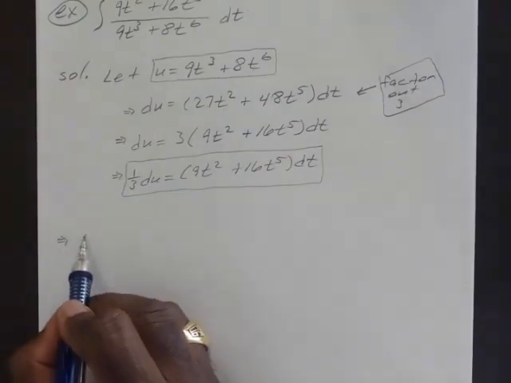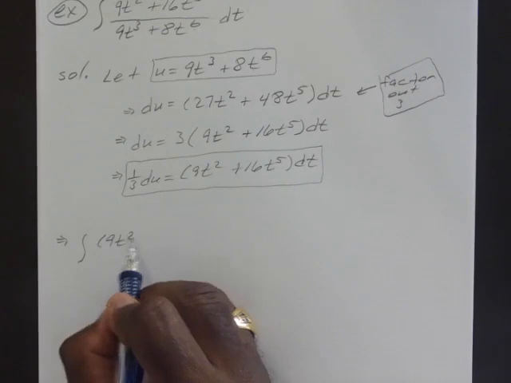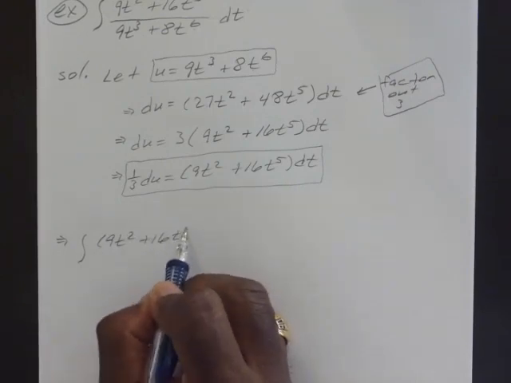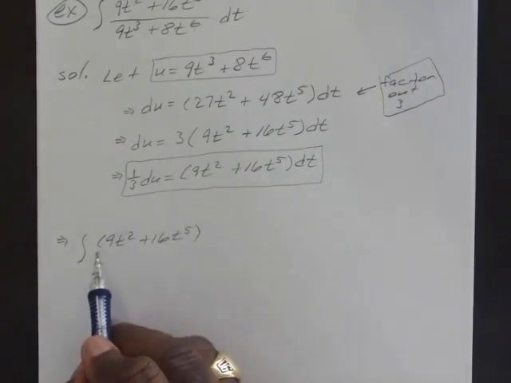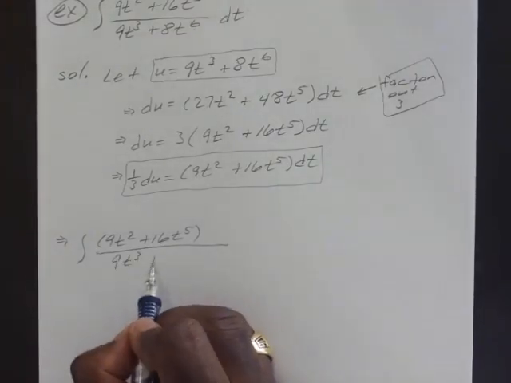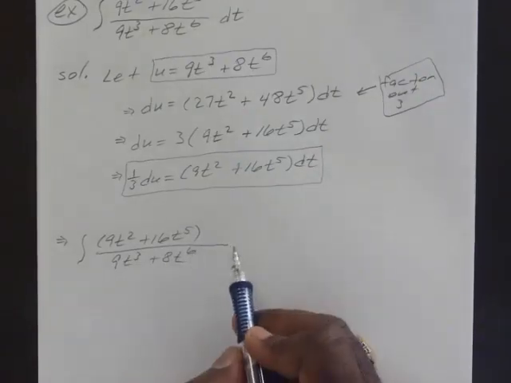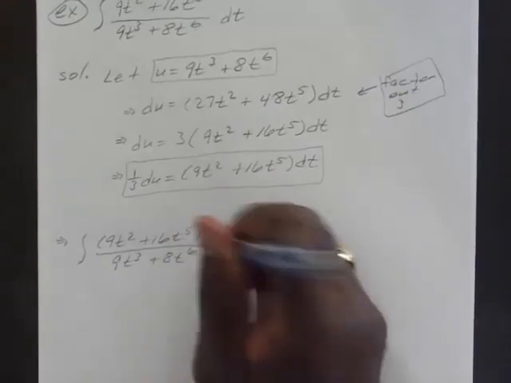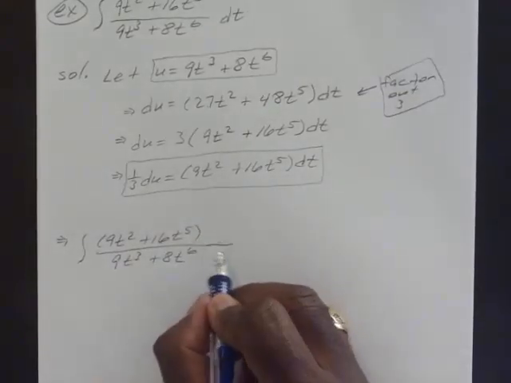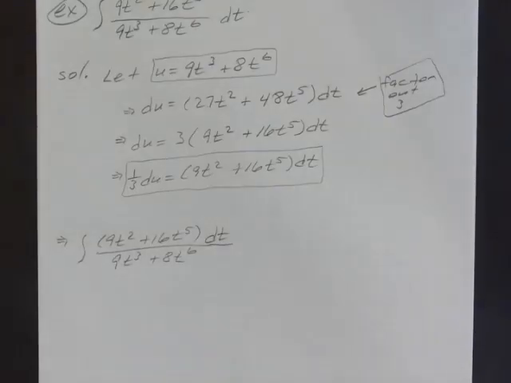Okay, so we know that our integral of 9t squared plus 16t to the fifth power divided by 9t to the third power plus 8t to the sixth power. And the dt, you can leave it on the right. Me, I just always like to move it up top. Just move the dt up top.